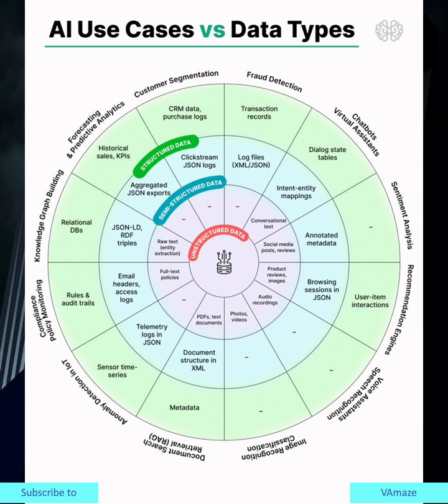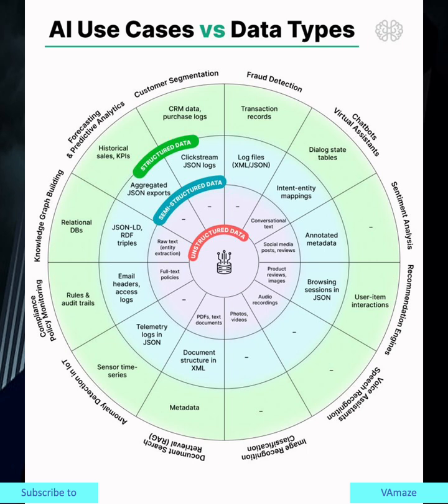AI implementation. The strategic implications, data-driven AI strategy, inventory before innovation. This diagram suggests that effective AI strategy starts with a comprehensive data inventory. Understanding what data types you have, their quality levels, and their accessibility determines which use cases are realistic in the short term versus long-term aspirations.